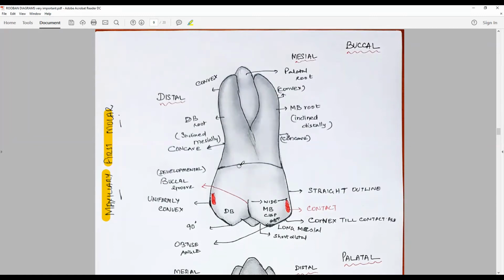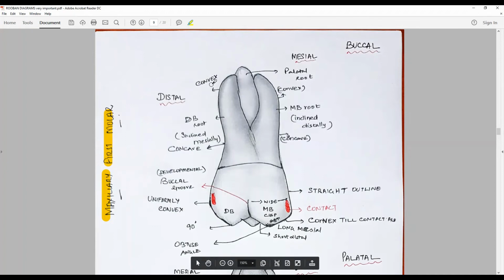Let us go from the cervical line. The cervical line is nearly flat, and towards the mesial surface it forms a straight outline till the junction of the occlusal and middle third, where there is a contact area, and it is forming the mesiobuccal cusp, which has a long mesial slope and a short distal slope, then continues to form the distobuccal cusp. The distobuccal cusp has the mesial and distal cusp ridges meeting at 90 degrees, whereas the mesial and distal cusp ridges of the mesiobuccal cusp meet at an obtuse angle.